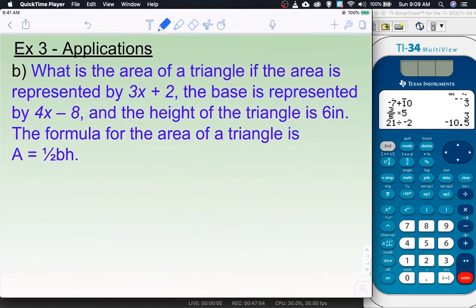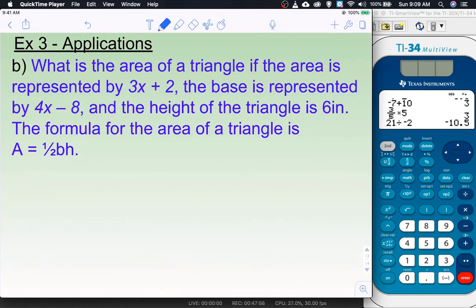All right, this is the last question of this lesson. It says, what is the area of a triangle if the area is represented by 3x plus 2, the base is represented by 4x minus 8, and the height of the triangle is 6. The formula for the area of a triangle is area equals 1/2 base times height.